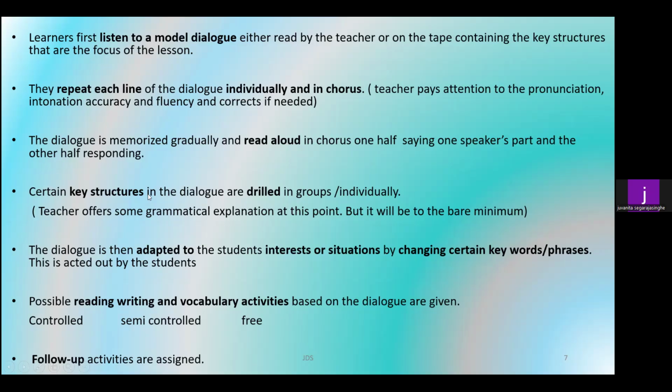Certain structures are drilled in group as well as individually. Already they have repeated after the teacher as a whole class. Now with the visible input, they are able to listen to the structure as well as look at it on the board. So visual, auditory, both are there. The same structures get drilled. See how they are taking it step by step.